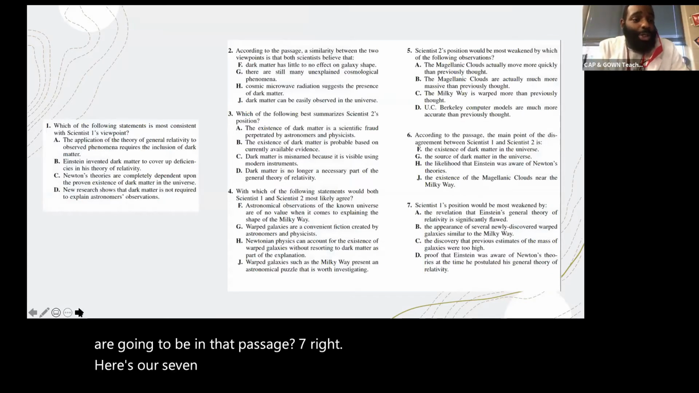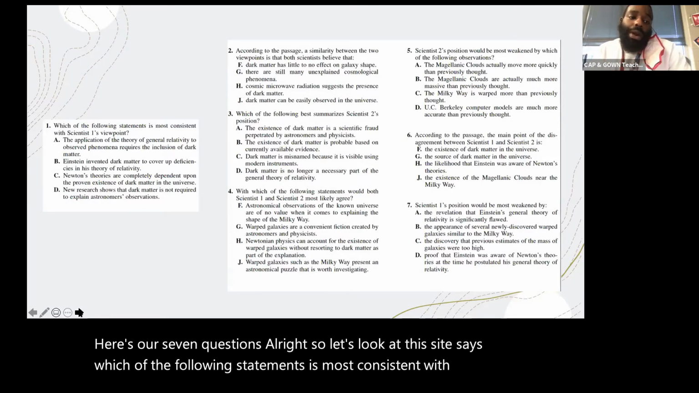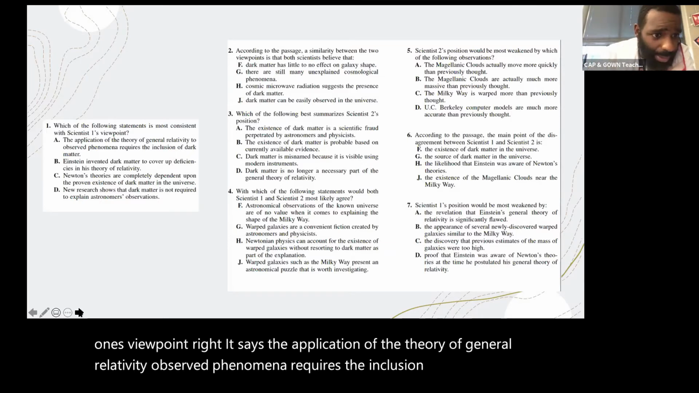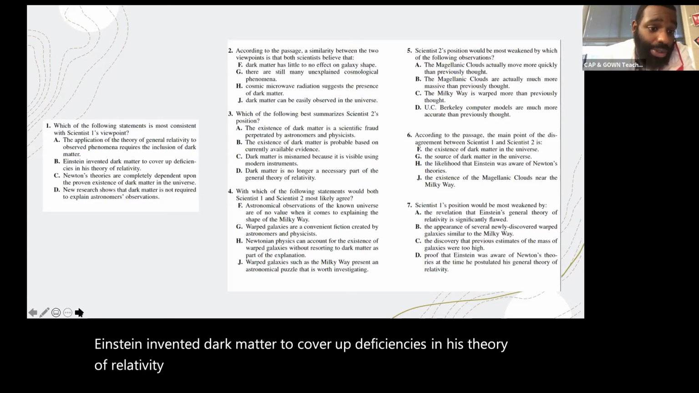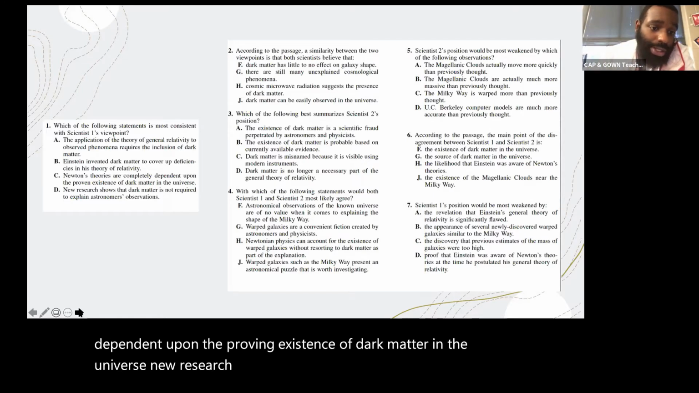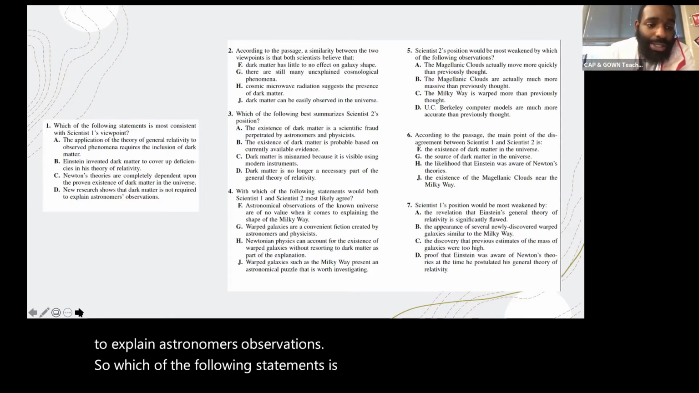So let's look at this. It says, which of the following statements is most consistent with scientist one's viewpoint? The application of the theory of general relativity to observed phenomena requires the inclusion of dark matter. Einstein invented dark matter to cover up deficiencies in his theory of relativity. Newton's theories are completely dependent upon the proven existence of dark matter in the universe. New research shows that dark matter is not required to explain astronomers' observations.